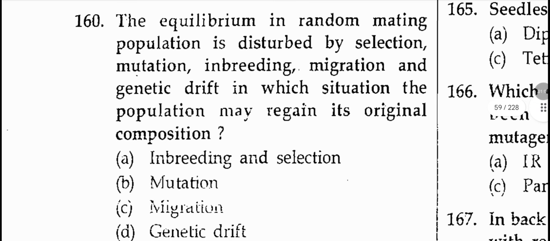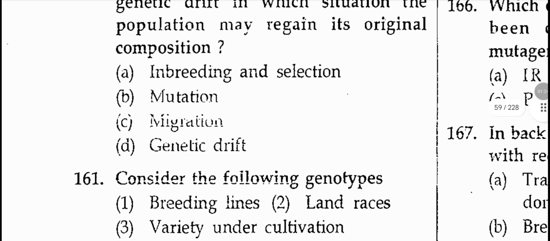Question number 160. The equilibrium in the random mating population is disturbed by selection, mutation, breeding, and migration. And the genetic drift in which situation the population may regain its original composition? That is option B, mutation.